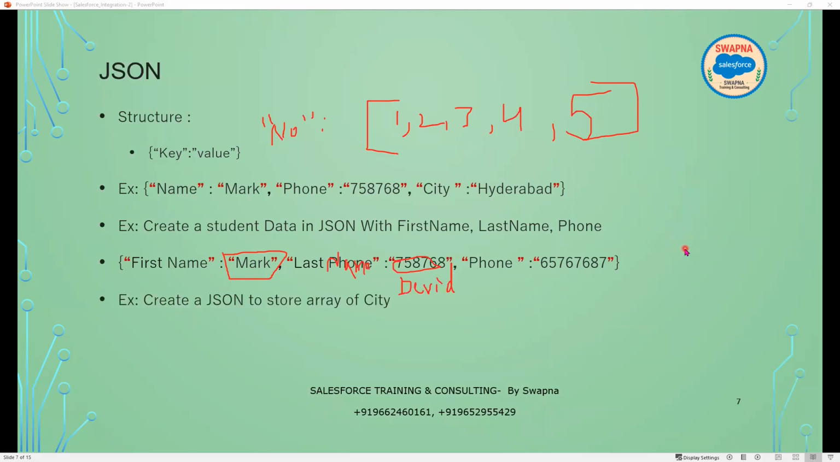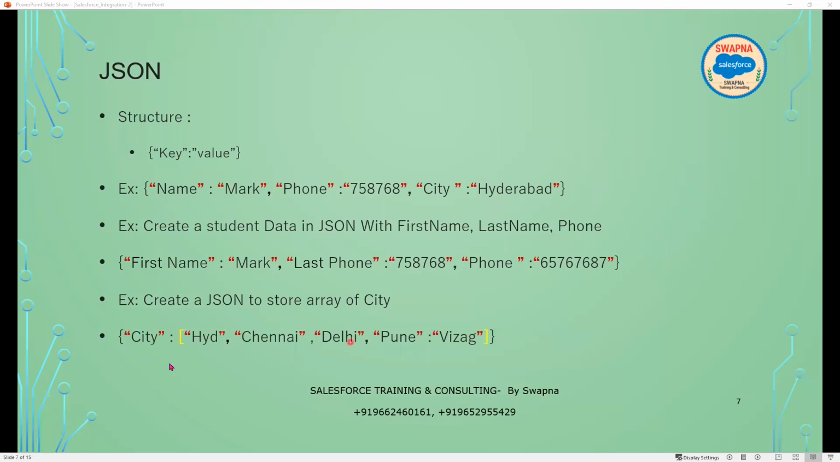Let's say, for example, create a JSON to store an array of cities. Now, how can you store the array of cities? Similarly, city is the key. Colon, you have Hyderabad, Chennai, Delhi, Pune, Vizag. The structure will be within the curly braces. You have a key this side, value is an array, and this array will be stored within the square bracket.